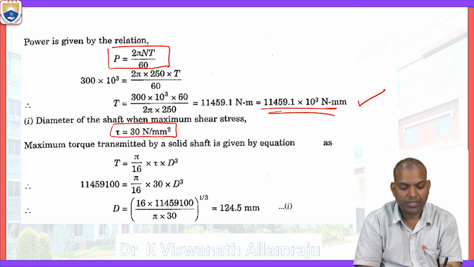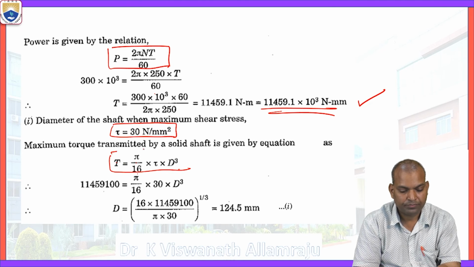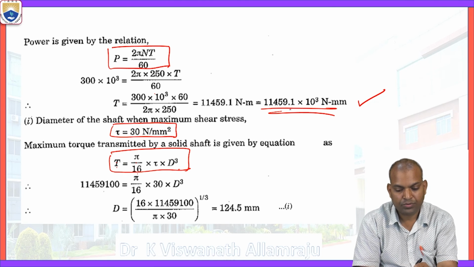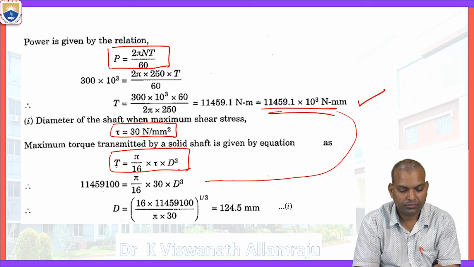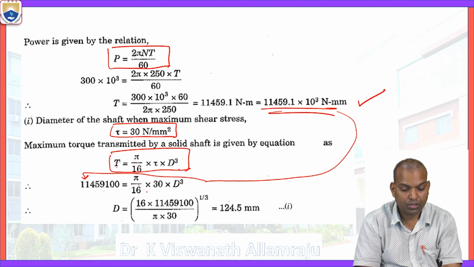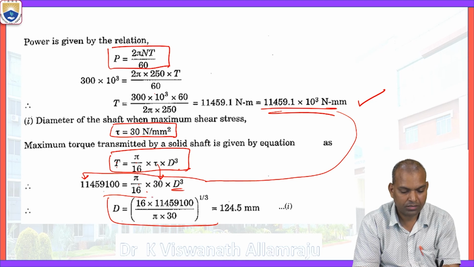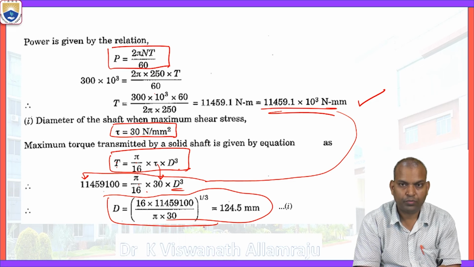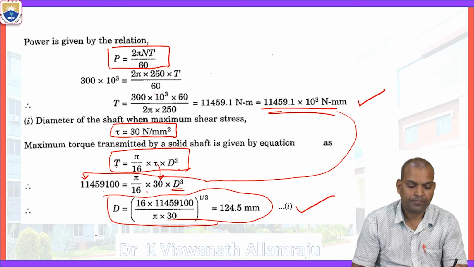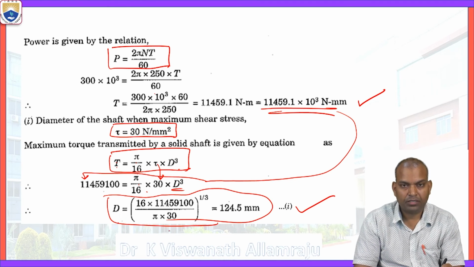Then T equals pi by 16 times tau d cube. Now substitute the value of the T here. This is the T, pi by 16 tau, that's 30 d cube. From that, D is 124.5 millimeters. That is the diameter of the shaft.